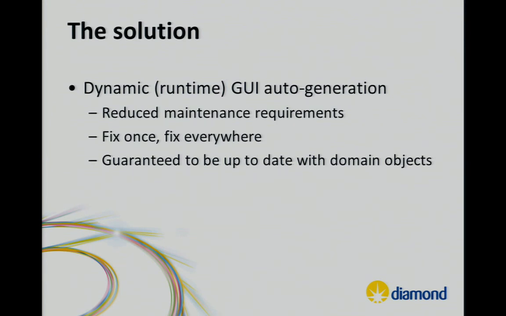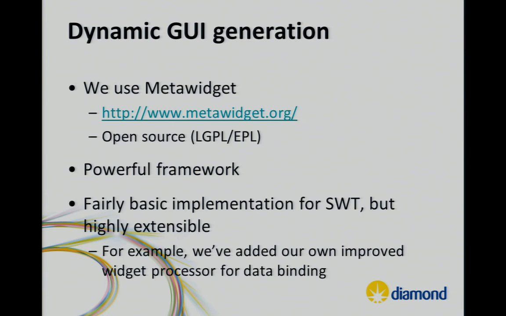So our solution to this, and what I'm going to talk to you about today, is a runtime dynamic auto-generation of the GUI. This means that you reduce the maintenance requirements quite a lot. You're guaranteed to be up to date with your domain objects because the GUI is rendered from those at runtime every time they're needed. And it also has this benefit of fix once, fix everywhere: if you make the GUI generator do the right thing, then it's guaranteed that that GUI element will always be correct whenever it's needed.